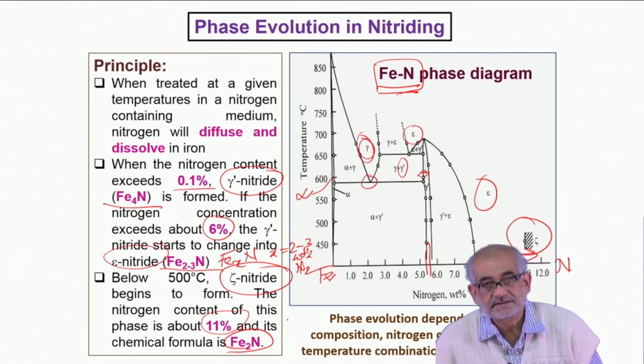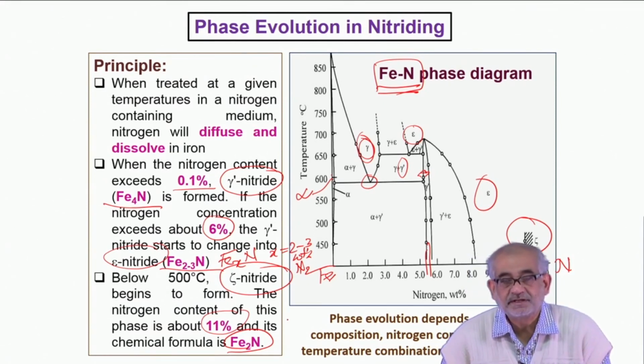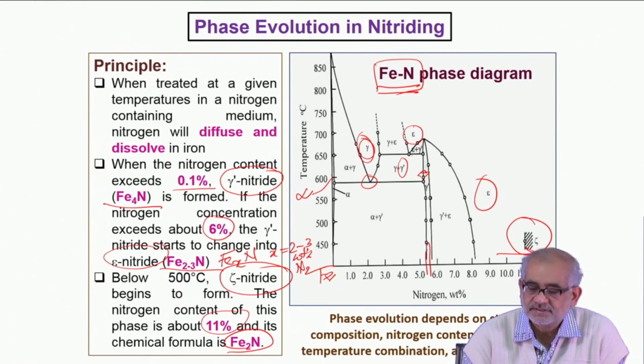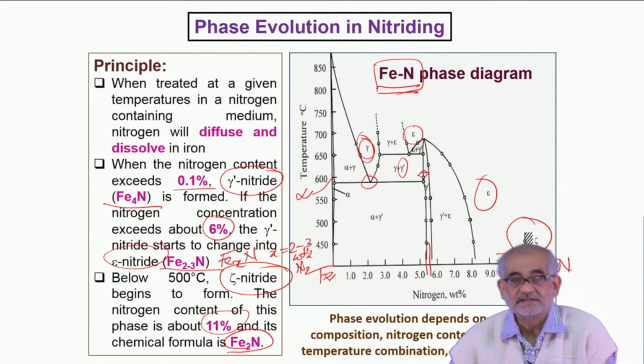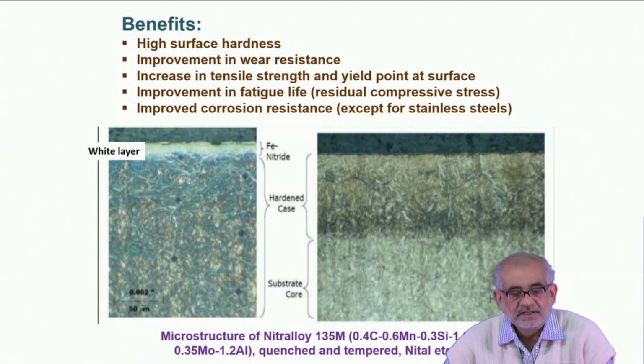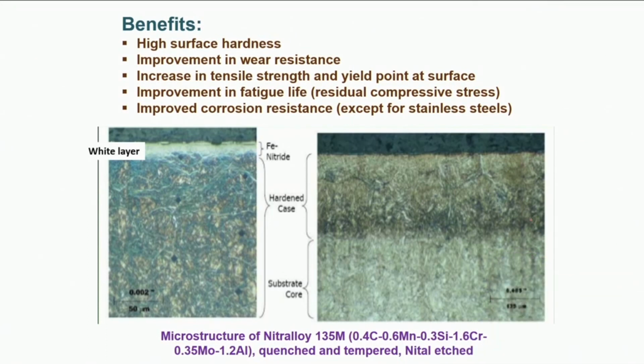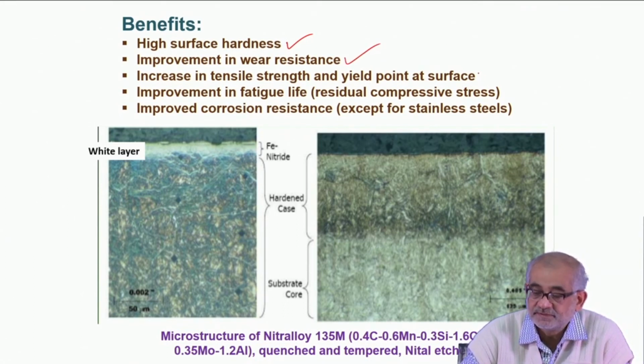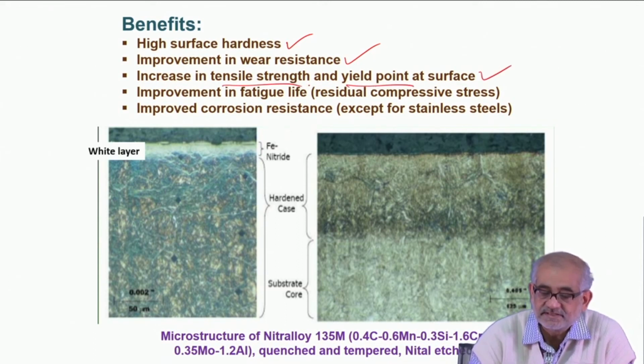So we understand that in a nitrogen containing system, when we introduce nitrogen in steel, we tend to stabilize austenite, and beyond the solubility limit we tend to form various compounds like gamma prime, epsilon, and zeta, and so on and so forth. Now when we actually nitride, we expect several benefits. We did discuss in one of the previous slides, but let me just quickly repeat. Apart from very high surface hardness, we expect high wear resistance. We also expect a good increment in both yield point and tensile strength.